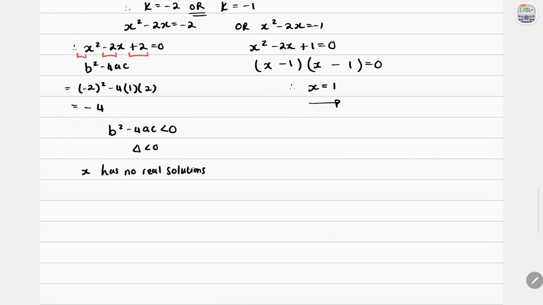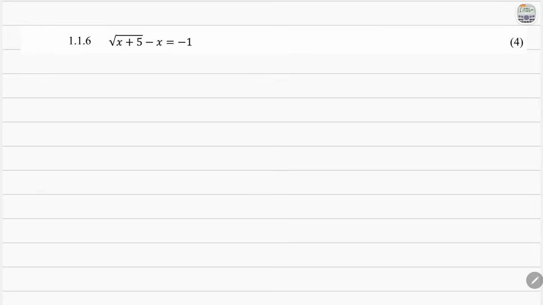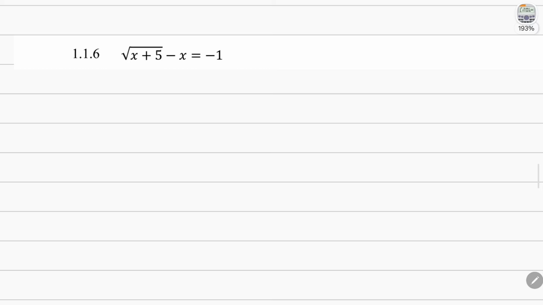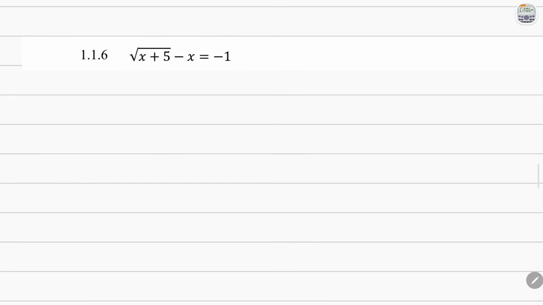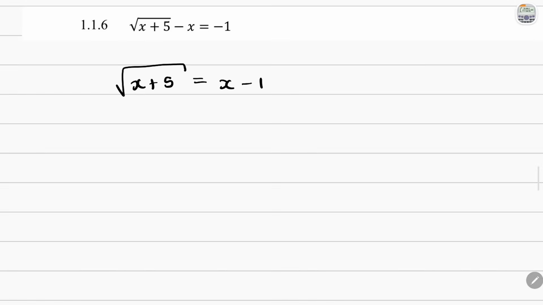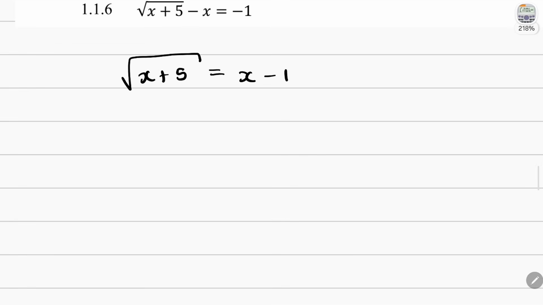And moving on to the next question. The next question, 1.1.6, we have an equation with a surd. So let's go ahead and isolate the surd, because the whole point is to solve for this equation, and right now this is a problem. So we're going to leave this on this side. x plus 5 is equal to, and if we transpose this negative x, it becomes positive x, and we have minus 1. And now we can finally sort out this problem. So it's a square root.